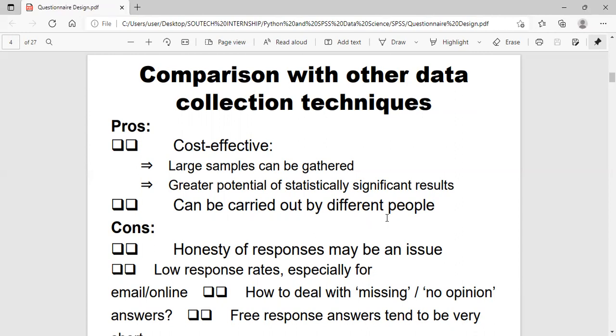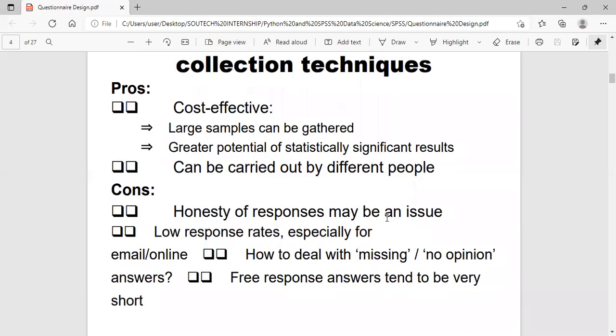The cons, which are the disadvantages. Honesty of responses may be an issue. People may lie on their survey, especially when they are forced, thinking let me just answer it a bit. And low response rates, especially for email or online. How to deal with missing or no opinion answers. That can be a big issue where they're supposed to fill a space and they leave it blank.